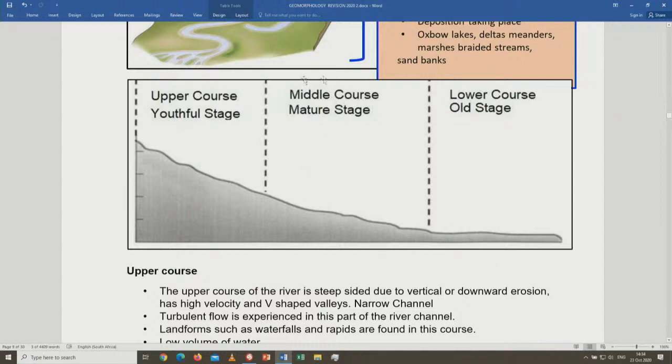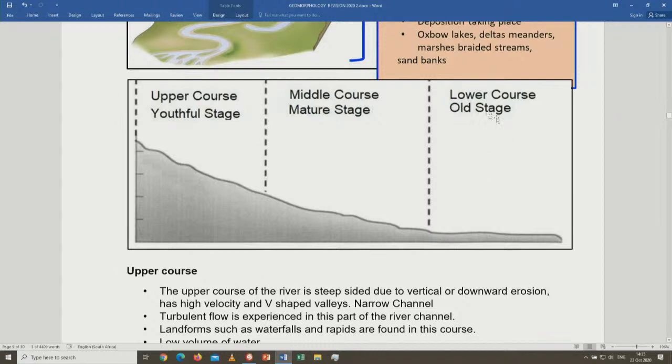here. Now if you look at the middle course, we call it what? Mature stage. So in the mature stage also, if you look at the gradient, it's starting to be gentle over here. And then if you look at the lower course, it's an old stage. So that means if you look at the gradient over here also, it's flat. That simply means a river over here will flow faster as compared to a river at the lower course. Because of the what? Because of the gradient.